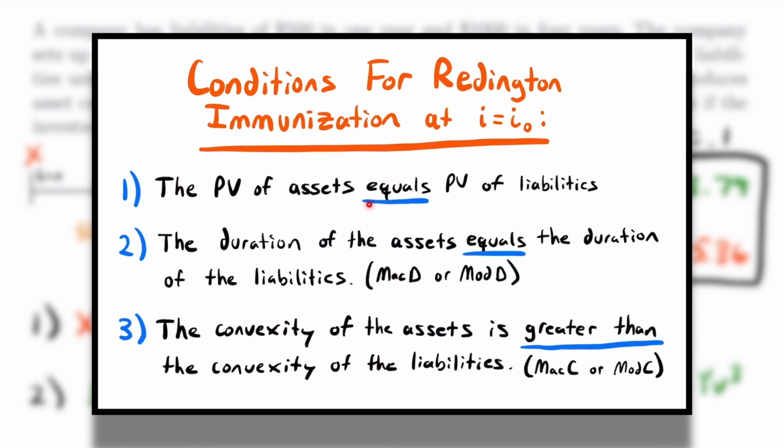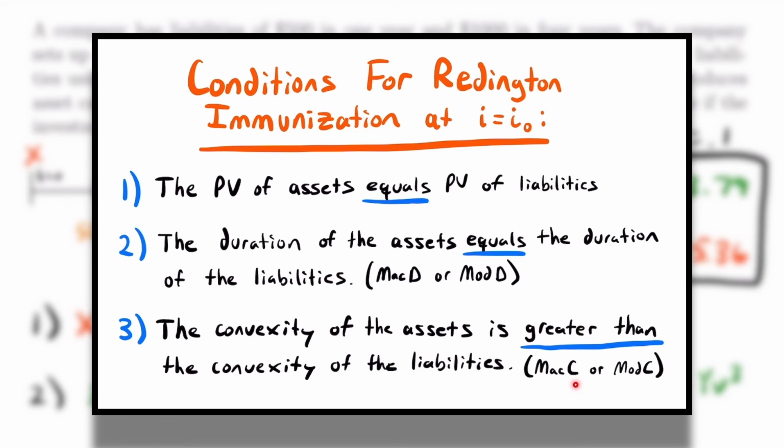The present value of the assets must equal the present value of the liabilities. That was our first equation, so we're good there. We don't have to check that again. We know that that's true. The second condition is that the duration of the assets equals the duration of the liabilities. We chose to use the Macaulay duration over the modified duration. And so this second condition was met from our second equation, right? We set the Macaulay durations equal to each other for the assets and liabilities, which just leaves us with this last condition that the convexity of the assets is greater than the convexity of the liabilities.